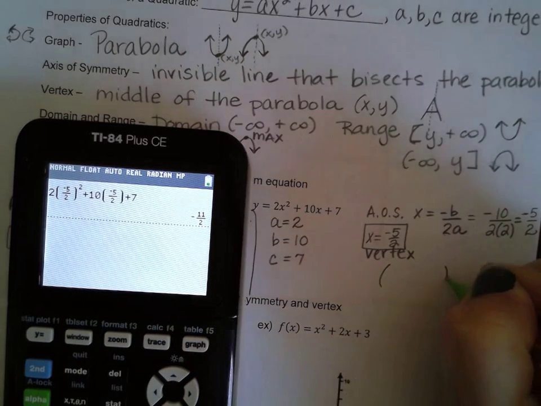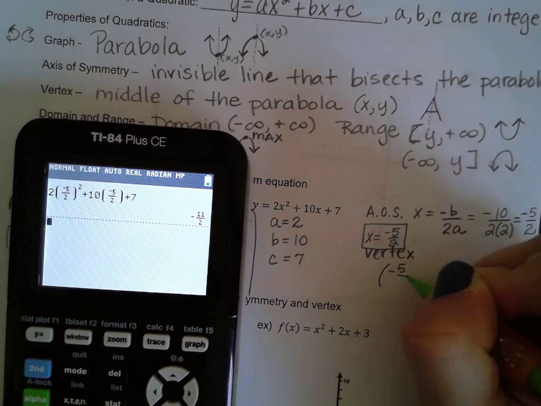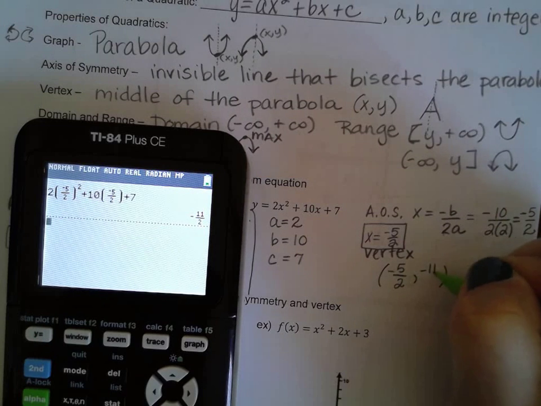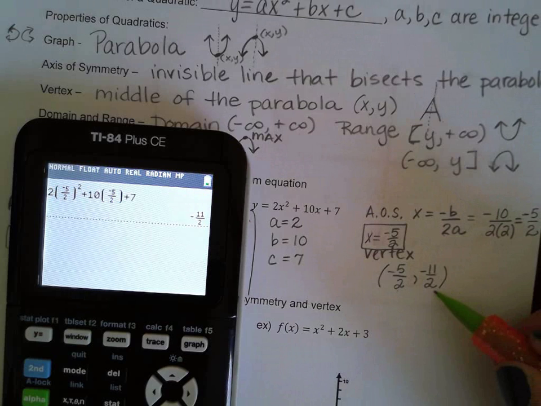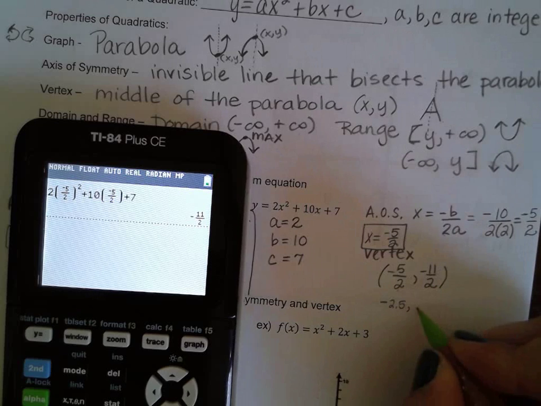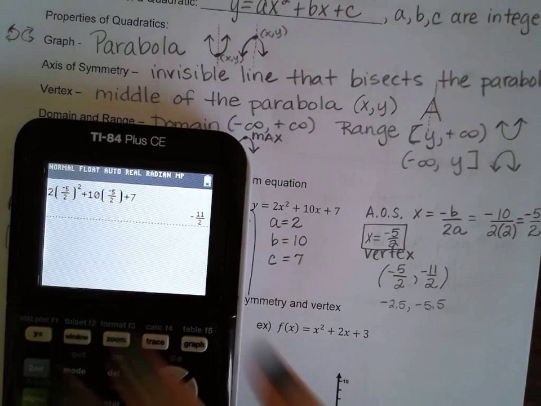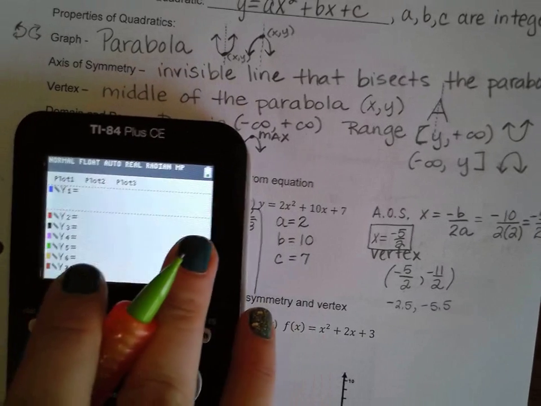You're going to write your vertex as a point. The x coordinate is the negative 5 halves that we just plugged in, and the y coordinate is the negative 11 halves. So your vertex will be at negative 5 halves, negative 11 halves. So negative 5 halves is like negative 2.5, and negative 11 halves is negative 5.5, if you're trying to imagine it as a decimal. Let's look at the graph for this and see how this all plays together.